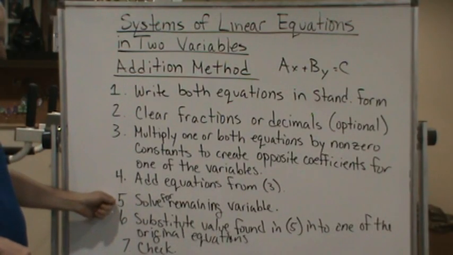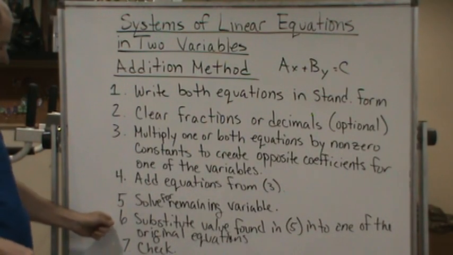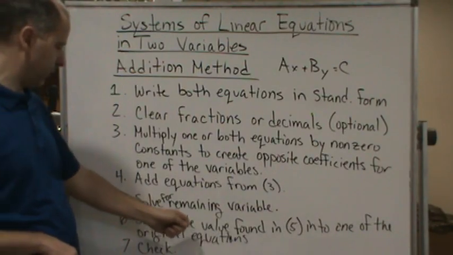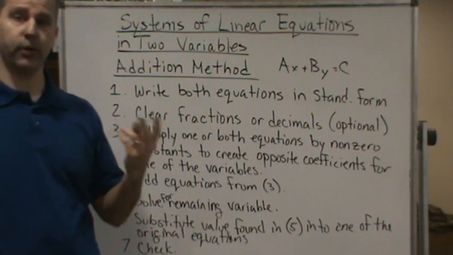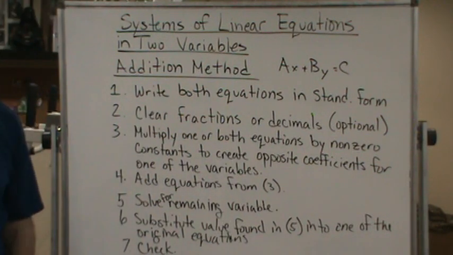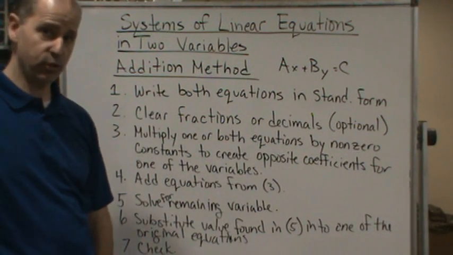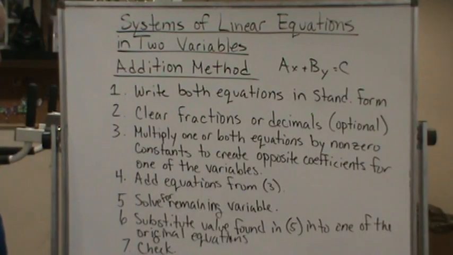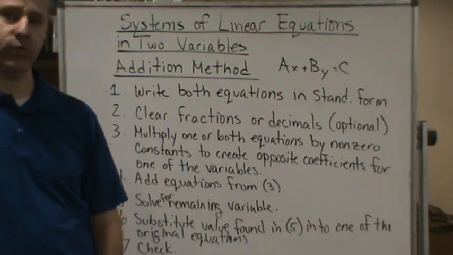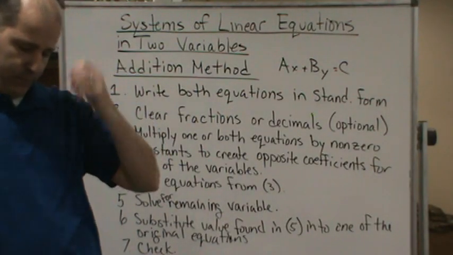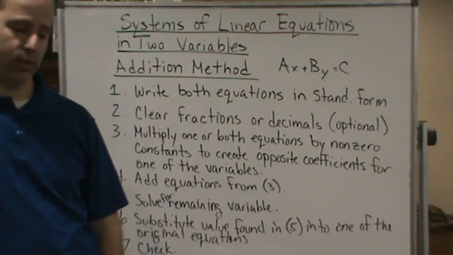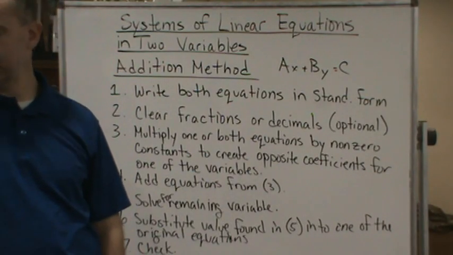And then basically it's like the substitution method. You go back and you substitute in the value you got from step 5 into one of the two original equations you started with. It doesn't matter which equation you use, you substitute in there. And then just like in the last one, you check and then write your solution in set notation.